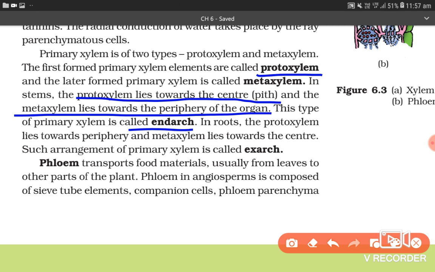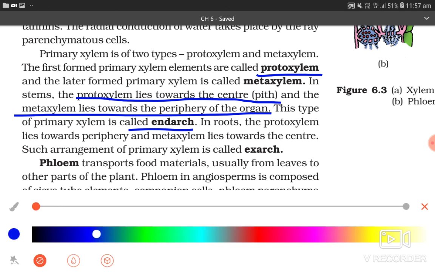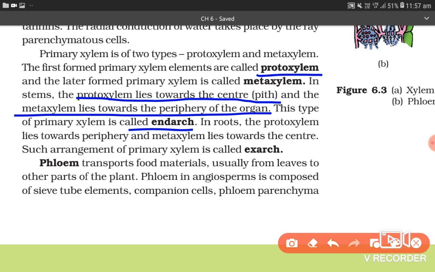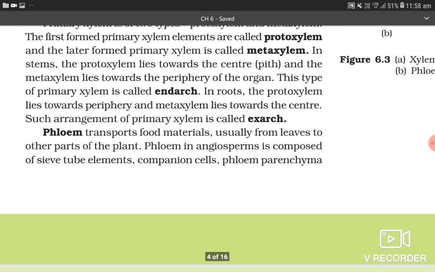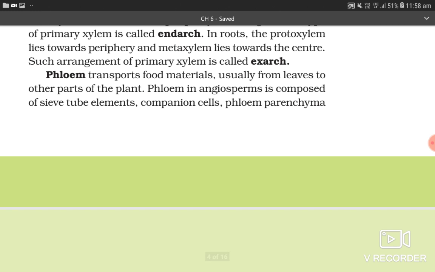In roots, the protoxylem lies towards the periphery and metaxylem lies towards the center, and this arrangement is called exarch. Phloem transports food materials, usually from leaves, to other parts of the plant.